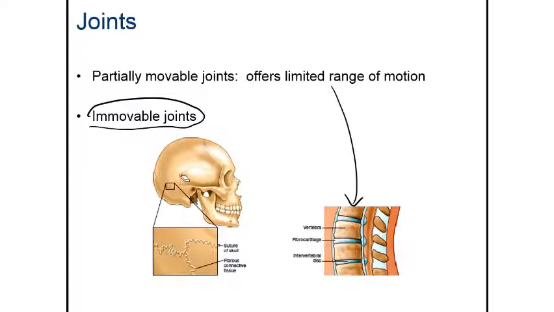Finally, we have the immovable joints. These are ones that have been completely ossified, basically, and then you won't be able to move them at all. And it's for good reason, right? The sutures in the skull, you don't want them to have any flexibility in it, right? Because you're protecting the brain, and that's what immovable joints are.